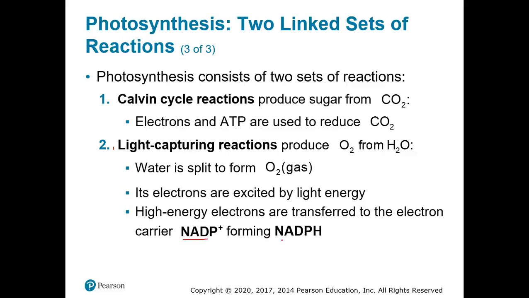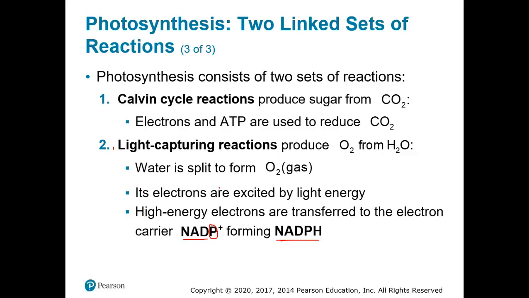This is where we are going to harvest that energy from the sun and use it to create our high energy electron carriers. And you'll see our carriers are very similar to what we saw with cellular respiration. The only difference is we have an extra phosphate group if we're talking photosynthesis. So instead of NAD+, we have NADP+. But it's the same thing. It's an empty and a full electron carrier here.